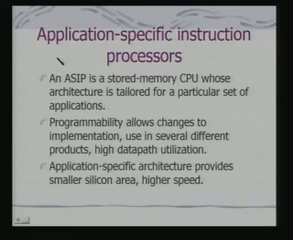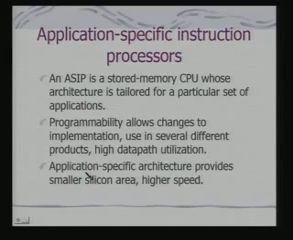Related to this is the concept of application specific instruction set processors. An ASIP is a stored memory CPU whose architecture is tailored for a particular set of applications. In fact, the current trend is to go for ASIP rather than ASIC, because ASIP gives you a kind of flexibility so that it can be used for a number of applications exploiting similar characteristics, instead of just designing an ASIC targeted for one specific function. So the programmability allows changes to implementation using several different products and high data path utilization. In fact, this is a basic reason for going for ASIPs.